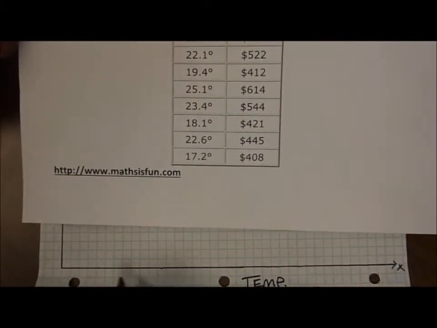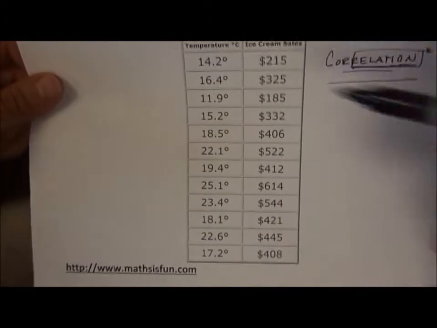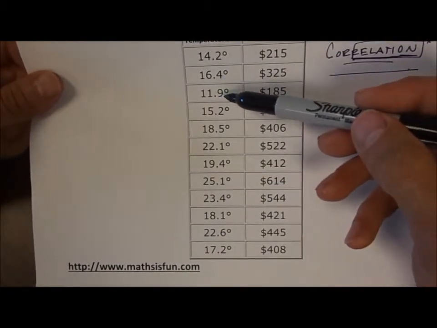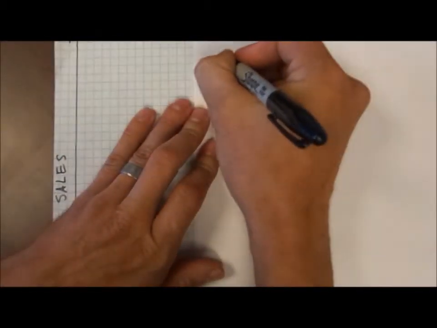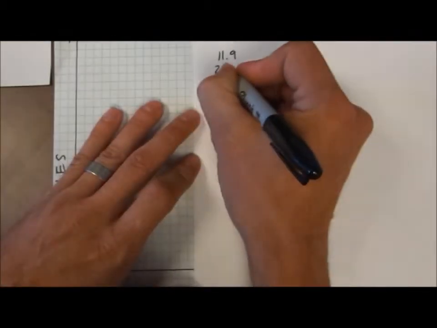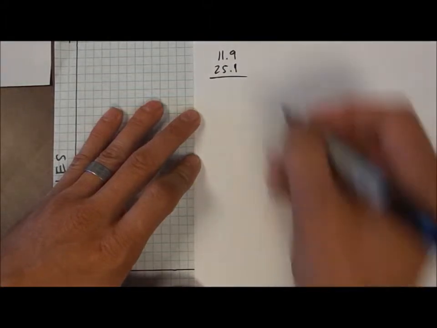If we look at the data, I'm not sure how to label my temperature axis yet. But I look for the lowest number. This is where range comes in. What's the lowest number? Let's see, 11.9. Let's write that down. 11.9. I look for the highest number, and that is 25.1. And now I look for the difference between those two. Yeah, I wrote them upside down.